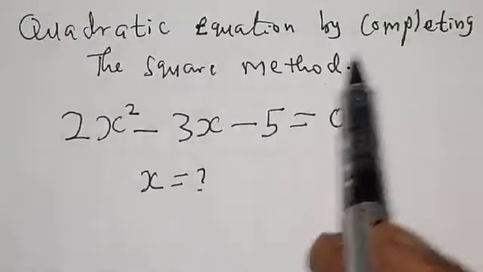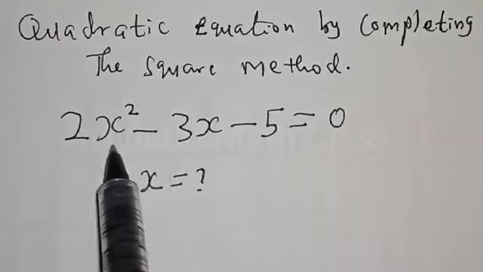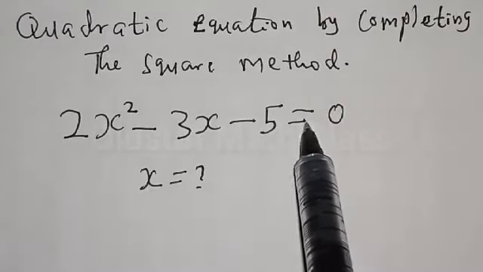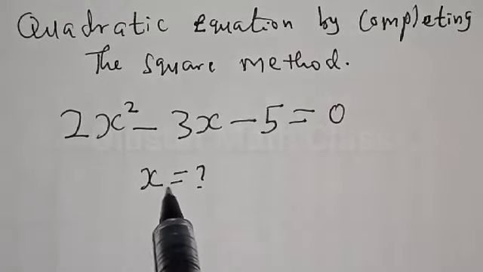Quadratic equation by completing the square method. 2x squared minus 3x minus 5 is equal to 0. What is the value of x?